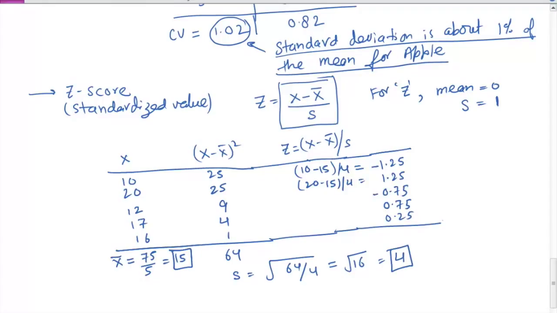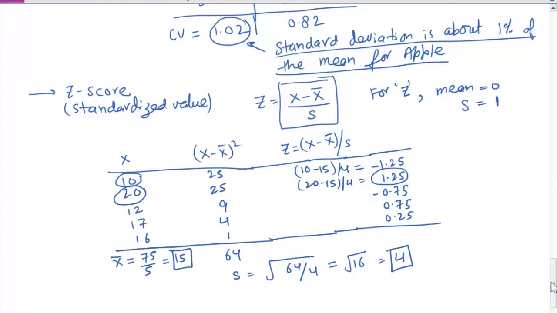A negative value indicates that particular x value is less than the average. So 10 you can see is less than 15, so less than average. And a positive z value indicates that your x value is more than the average. And the further z value away from 0, that means further away x value is from the average. So basically it indicates location of each data point with respect to average.